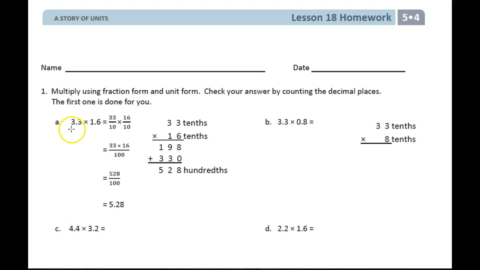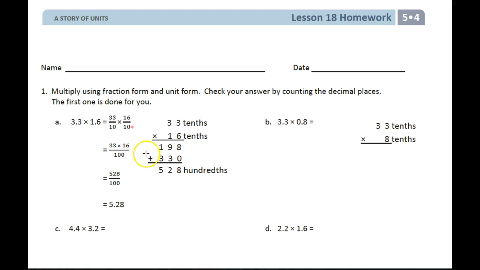They've gone through and they've said, oh, 3 3/10 is the same as 33 tenths. And they've said that 1 6/10 is the same as 16 tenths. Because you remember that if you have 10 tenths, you have a 1. So here's your 10 tenths right here in the tens place in the case of 16 tenths. So, and now you just go 33 times 16. We know 10 times 10 is 100.